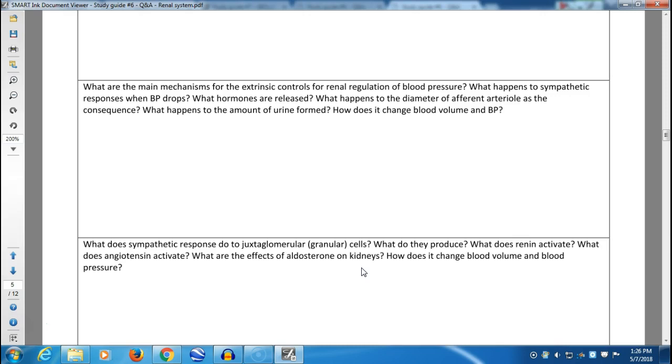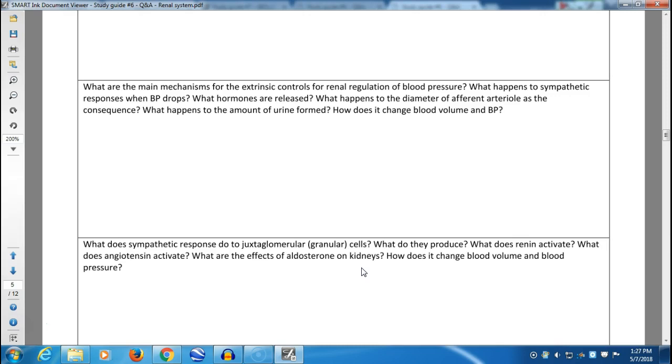Activation of the sympathetic system will lead to the release of what? The enzyme from granular cells. Renin, which will activate angiotensin, which will lead to the release of aldosterone, which will increase reabsorption of sodium, which will draw water with it, which will increase blood volume. And there we go. Does that make sense?